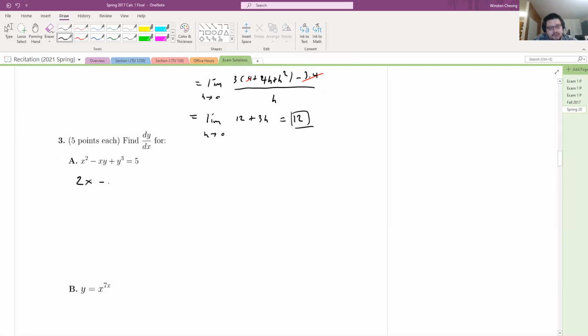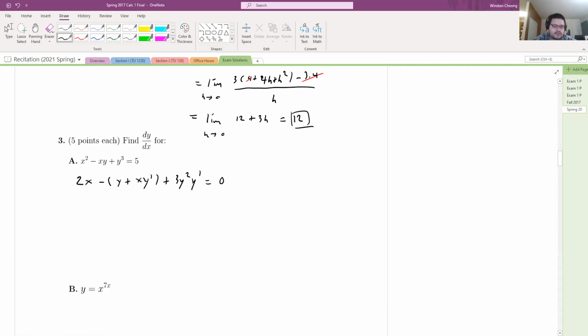2x minus, let's see, I'm gonna distribute the minus over. I'm just gonna take the derivative of x times y. That's going to be y plus xy prime, plus, and then the derivative of y cubed is going to be 3y squared y prime. And lastly, the right-hand side is equal to 0. Okay, so that was the step of taking the implicit derivative.